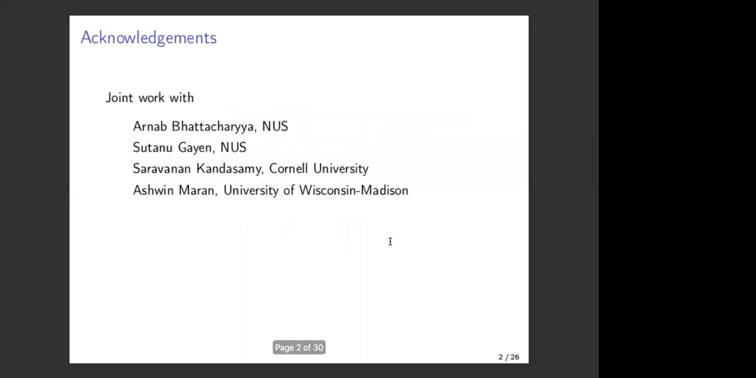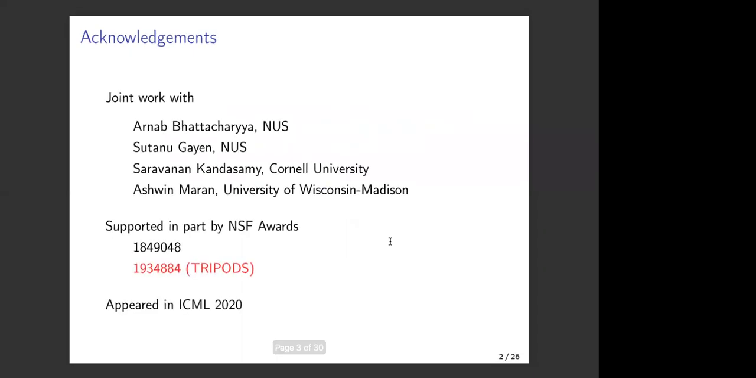But let's start. So this is a joint work with Arnab Bhattacharya from NUS and Sutanu Gayan, who's currently at NUS, and Sharavanan and Ashwin. And this work started when I was at sabbatical in NUS last year. And it's supported by NSF award, including our Tripods. And this just appeared in ICML 2020.